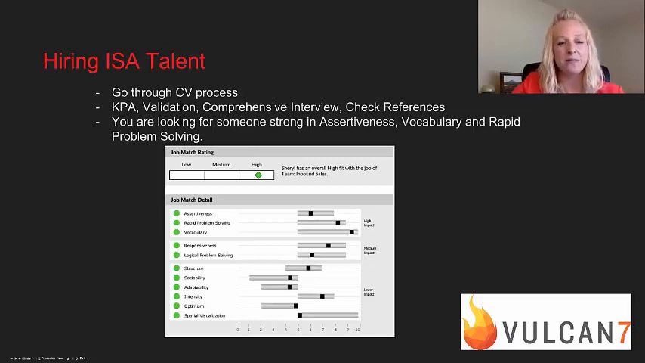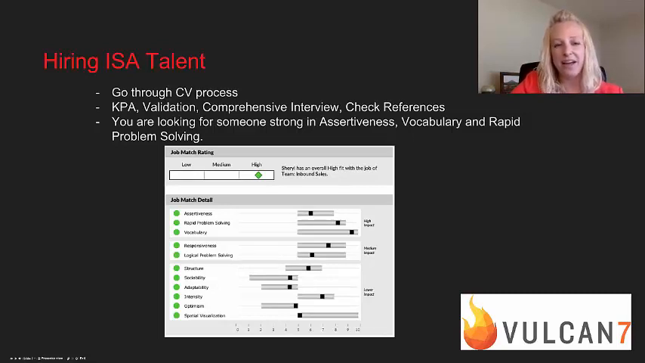When you're hiring salespeople, they know what a salesperson is supposed to look like, right? So it's easy to manipulate a DISC. It's a lot harder to manipulate the KPA. There are a lot of checks and balances to make sure that it's not easily manipulated. So validating the KPA is really important. Don't just run a KPA on someone and not go through the process of validating it, especially younger people.